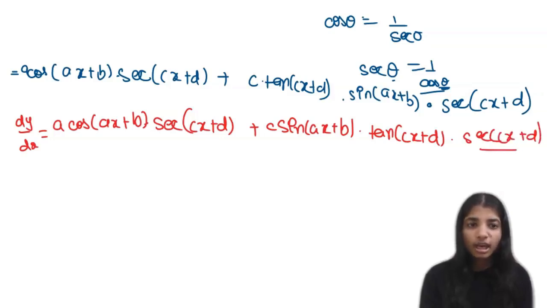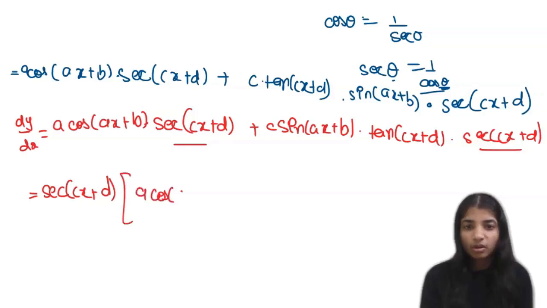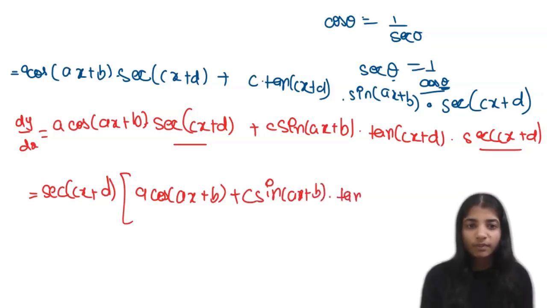We can also take secant of cx plus d common from here. So this from here becomes equal to secant of cx plus d multiplied by a cos of ax plus b plus c sine of ax plus b multiplied by tangent of cx plus d. So this is the answer to the given question.